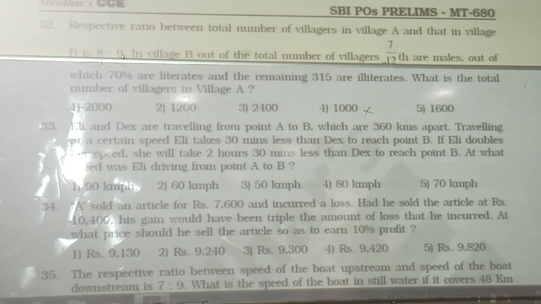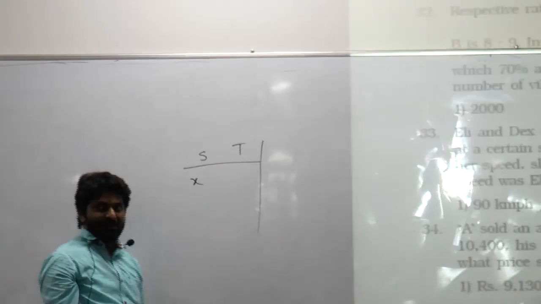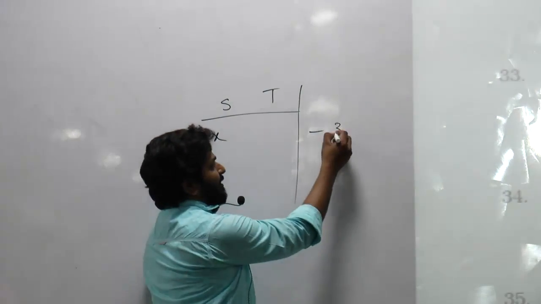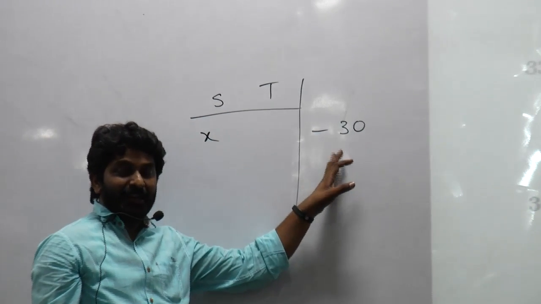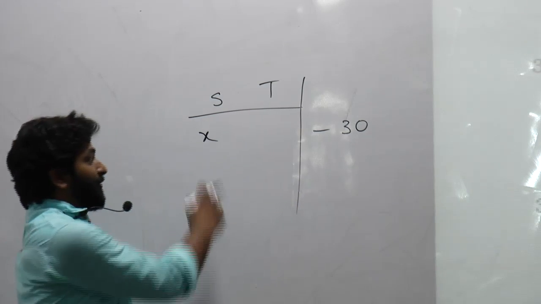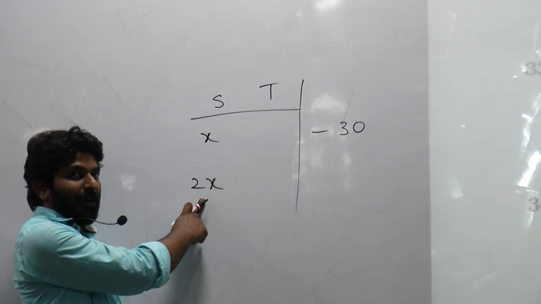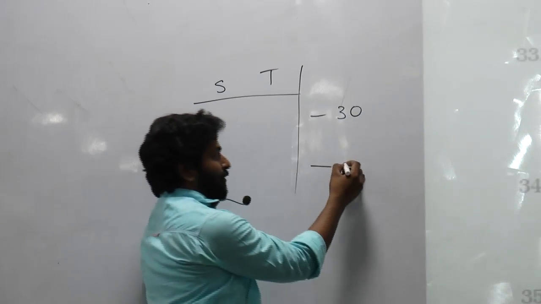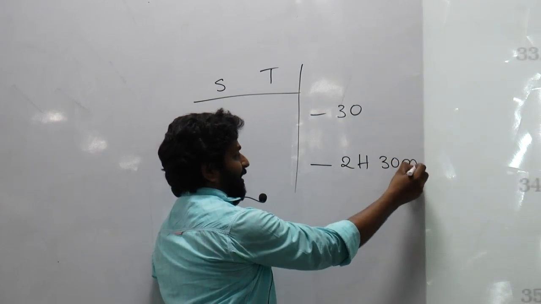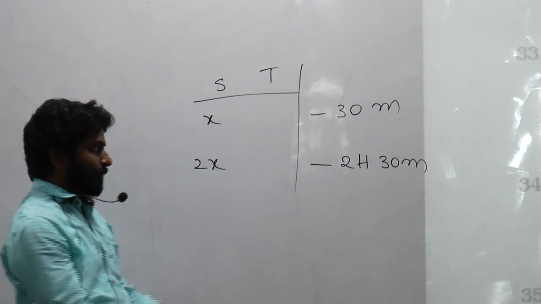Now, let me discuss with speed and then time. With the usual speed, if Ellie travels, she will be 30 minutes early. She will take 30 minutes less than what Dex takes. If she doubles her speed, in the sense if she is moving with 2x km per hour, she will be 2 hours 30 minutes early. What is the difference between these two cases? 2 hours. Now forget about it for the time being.